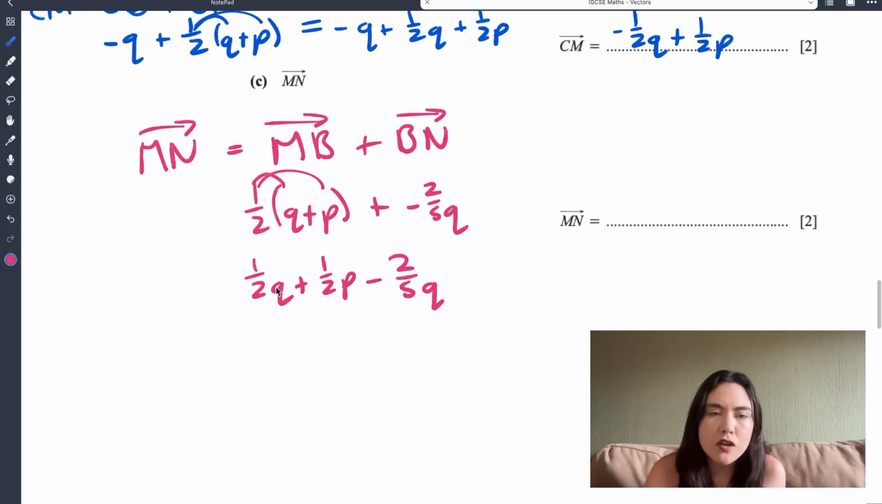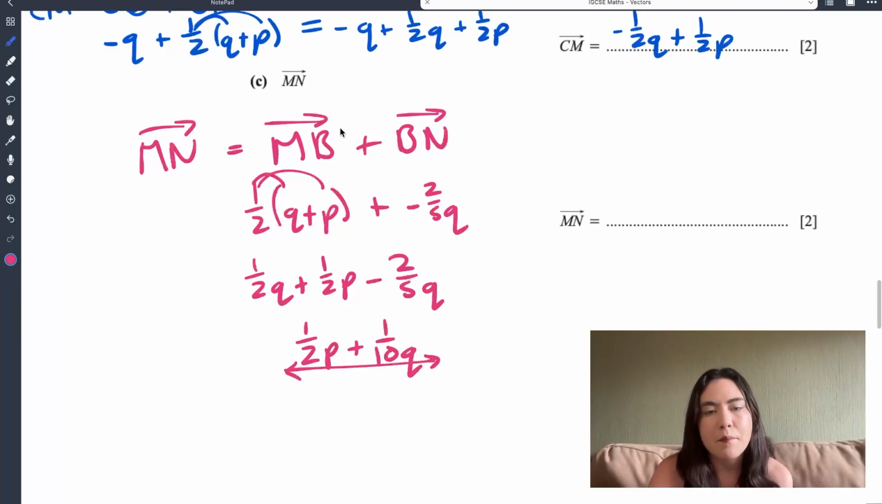Now, if you're not sure what 1/2 minus 2/5 is, which I also don't know off the top of my head, so I'm just going to pop that quickly into my calculator. Whoa, I can't use a calculator. Yes, I can. It is 1/10. So that basically means we have 1/2 of P plus 1/10 of Q, and that is MN.